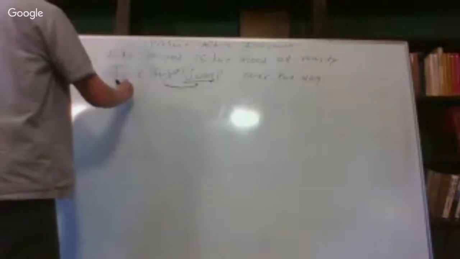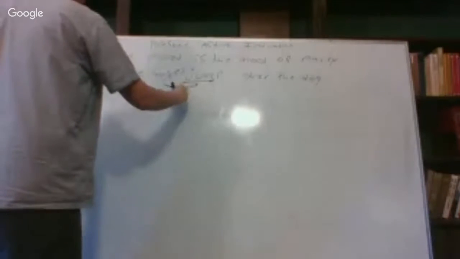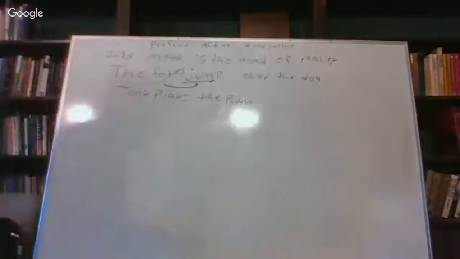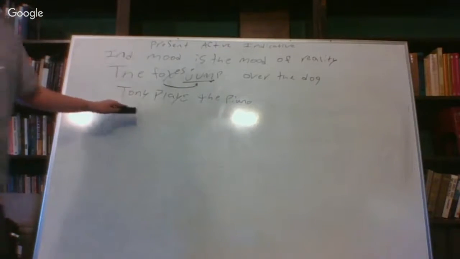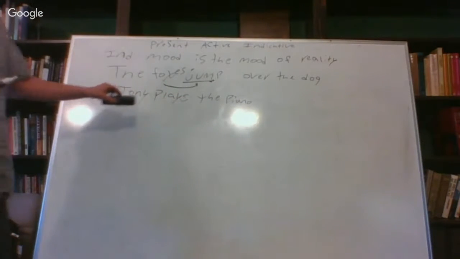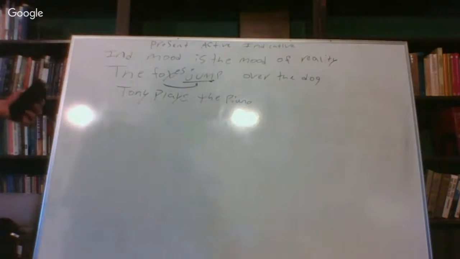Even in another sentence, Tony plays the piano. And we can change our tense. We can make it future, that Tony will play the piano. Tony played the piano in the past tense. And so we can make statements based on what Tony's doing with the piano. And so plays, this sentence here, is in the indicative mood.